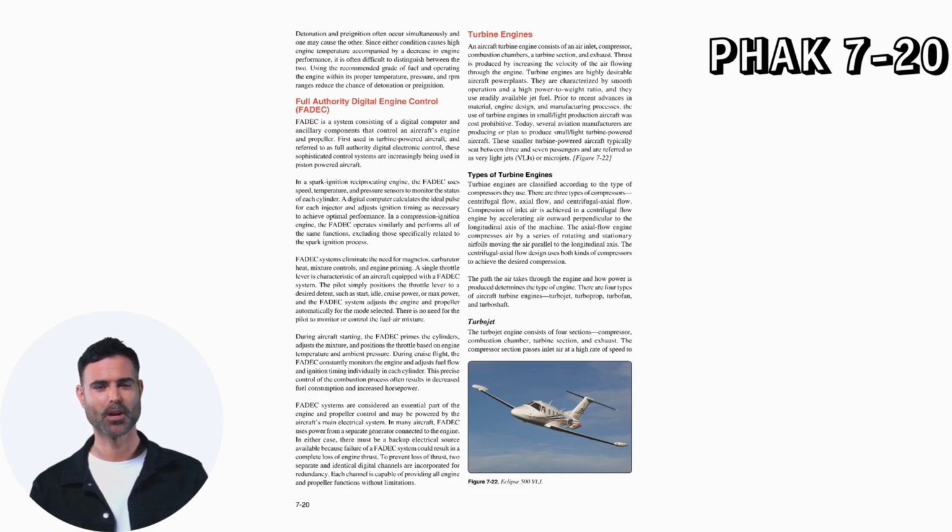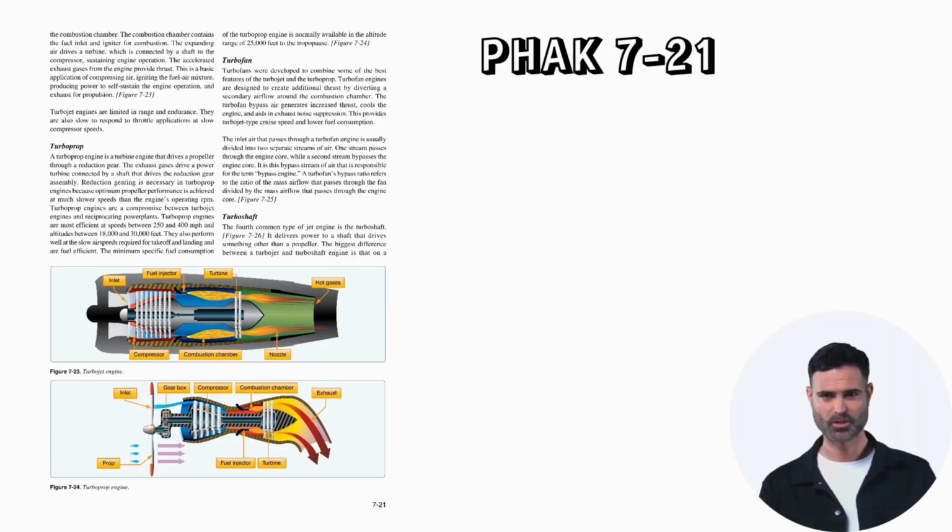The path the air takes through the engine and how power is produced determines the type of engine. There are 4 types of aircraft turbine engines: turbojet, turboprop, turbofan, and turboshaft. Turbojet. The turbojet engine consists of 4 sections: compressor, combustion chamber, turbine section, and exhaust. The compressor section passes inlet air at a high rate of speed to the combustion chamber. The combustion chamber contains the fuel inlet and igniter for combustion. The expanding air drives a turbine, which is connected by a shaft to the compressor, sustaining engine operation. The accelerated exhaust gases from the engine provide thrust.